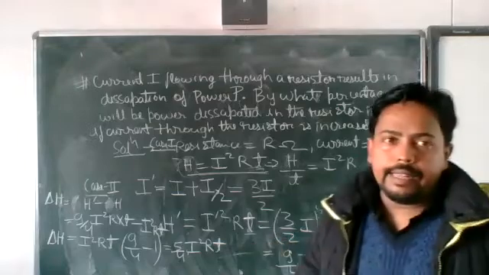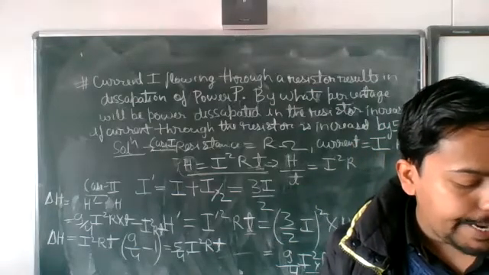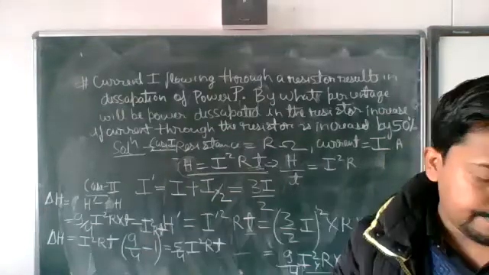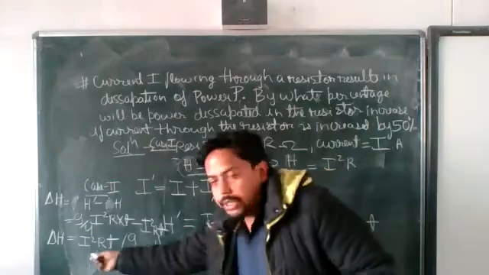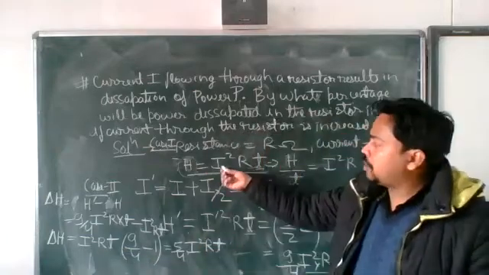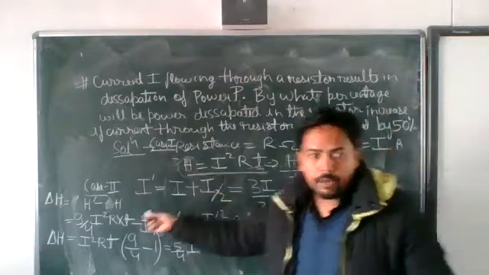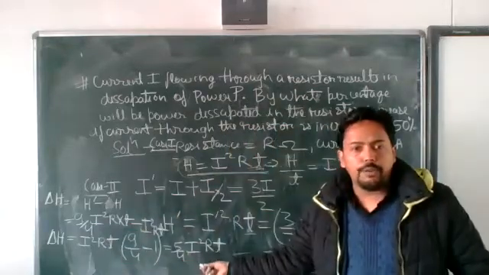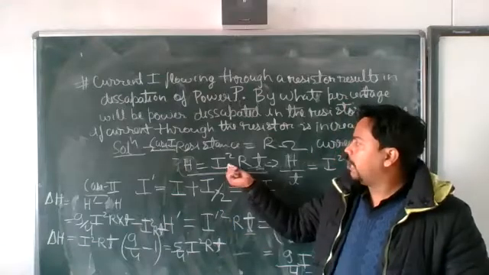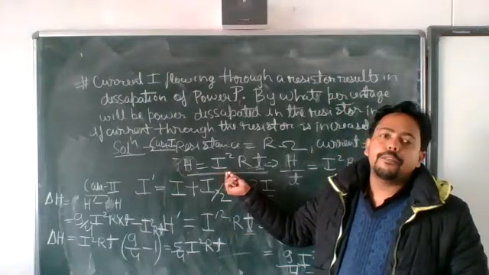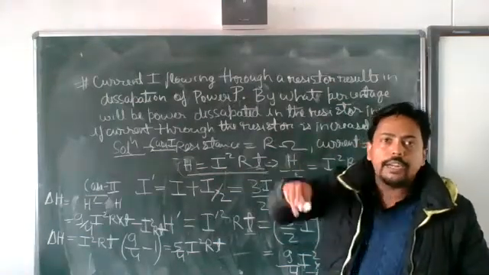This is the increment in the heat, and we have to find that percentage increase, how much it is. To get the percentage increase, we need the change and the initial heat which the resistance was dissipating. We have calculated the change, that is 5 upon 4 I square R into T, the increment in the heat, and we know the initial value of the heat which our resistance was dissipating, into 100.